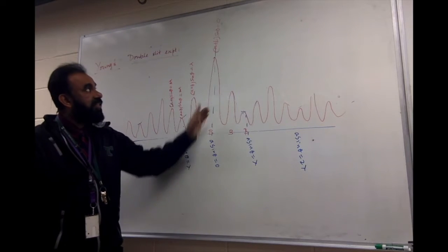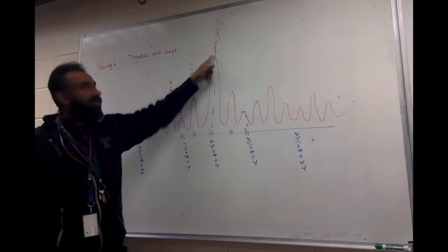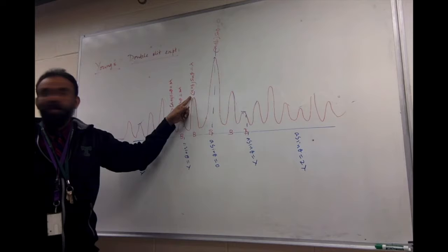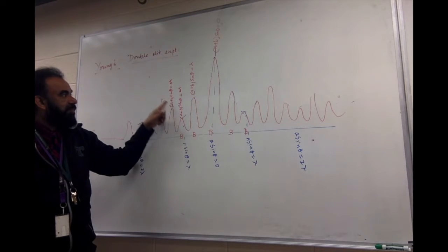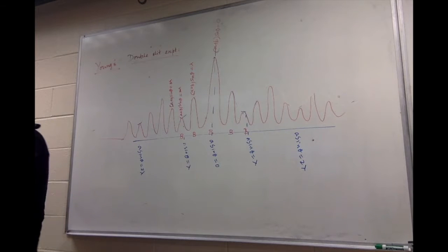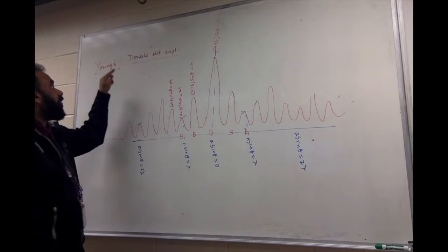So what is the condition that this takes place? A plus B sine theta is 0. This one takes place. This one is A plus B sine theta is lambda. A plus B sine theta is 2 lambda, 3 lambda, and so on. Those are the interference peaks, and you can see what's happening here, right? This is for how many slits?